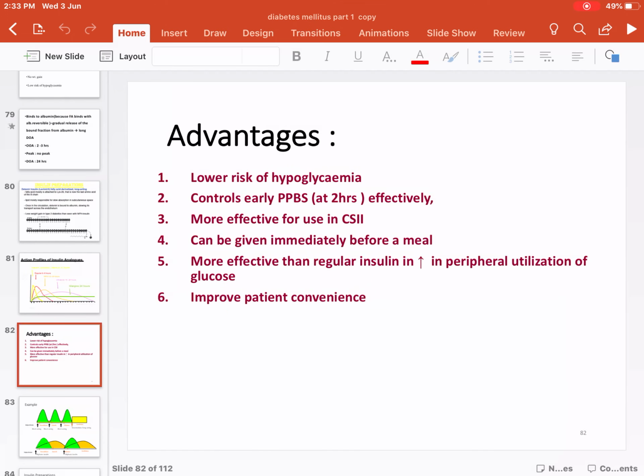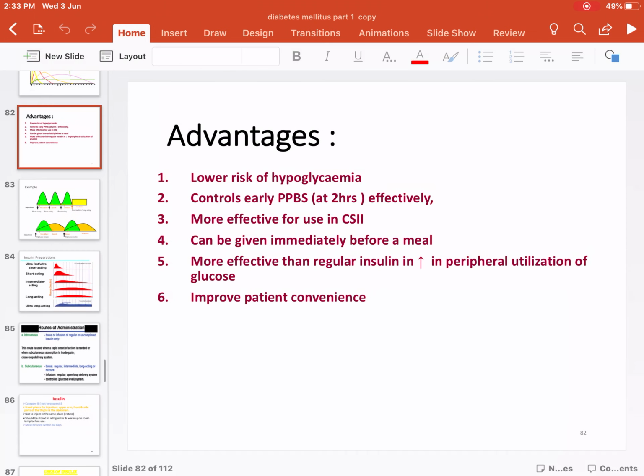Coming back to insulin analogues. Insulin analogues are those insulins which are modified. We have lispro, aspart, glulisine, glargine, and detemir. What are the advantages of this? These have got low hypoglycemic risk. They are good at controlling postprandial blood sugar levels. They can be used in computerized insulin therapy and can be given immediately before a meal. And they are useful for patients.